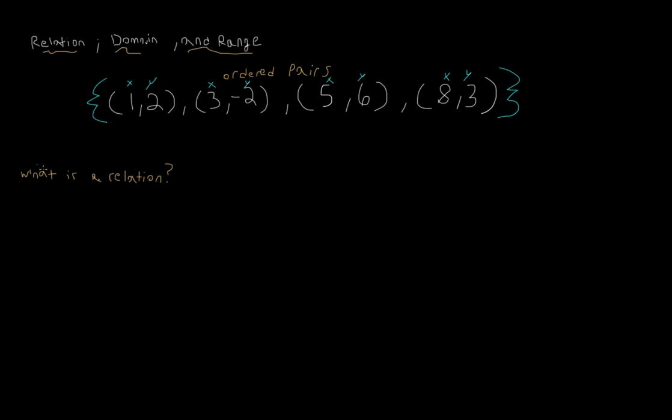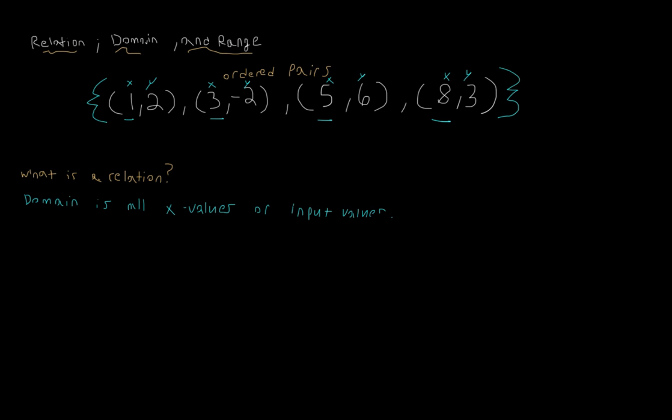What is a domain? Well, the domain are all x values, or input values. You can call them input values. So that means that 1 is a domain, 3 is a domain, 5 is a domain, 8 is a domain.